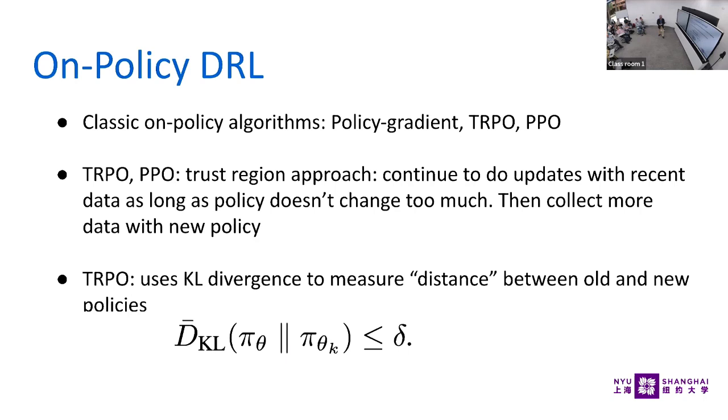But when do we stop? We're going to try to measure how far away our new policy is from the previous policy. As long as it remains kind of close, we'll continue to do updates. When it gets too far away, we're going to stop and collect more data with the new policy. And the way they measure how close you are to the old policy is using the KL divergence. So in TRPO and PPO, they both use this idea. We're going to just keep on updating as long as the KL divergence is below some hyperparameter delta.